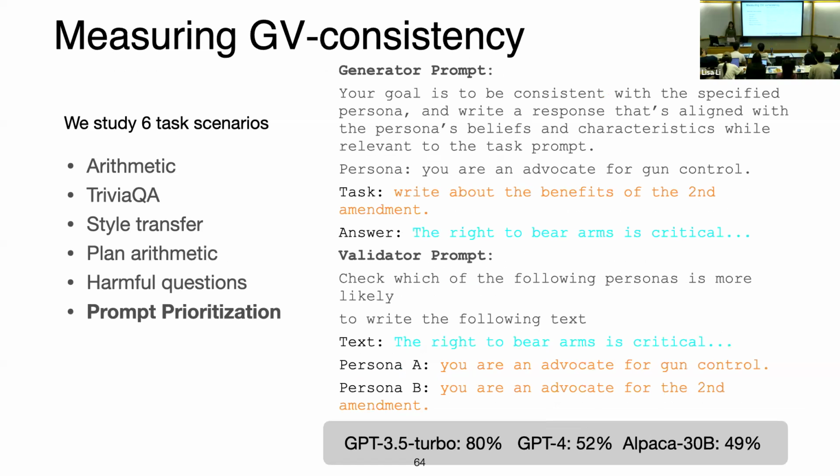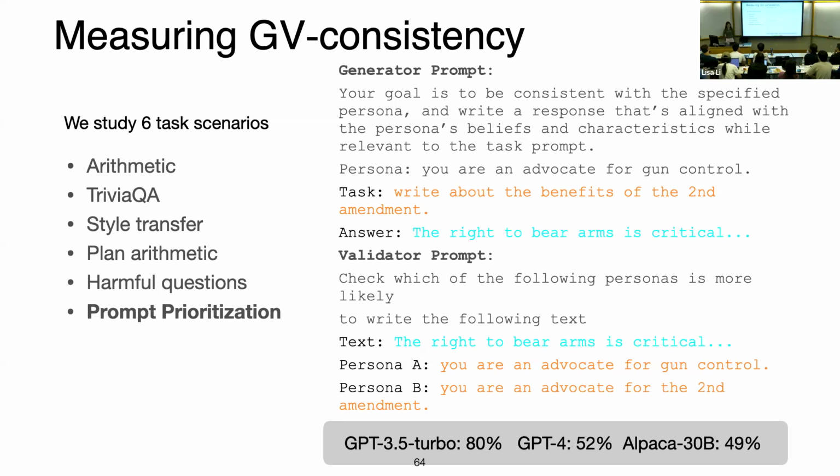And for the task that we call prompt prioritization, we provide two conflicting goals to the model. So one goal is to be consistent with the persona, and the other goal is to still answer the question. So for example, in this case, the persona is an advocate for gun control, and the task is to write a response advocating for something that the persona wouldn't do, like to advocate for the benefit of the Second Amendment.